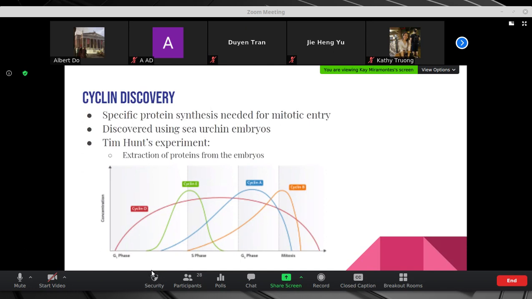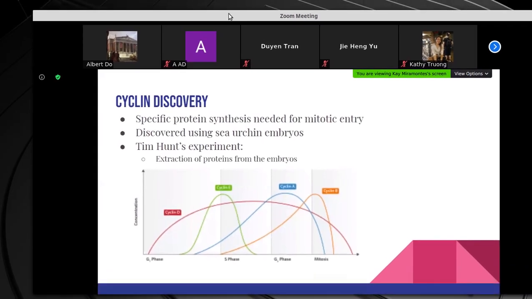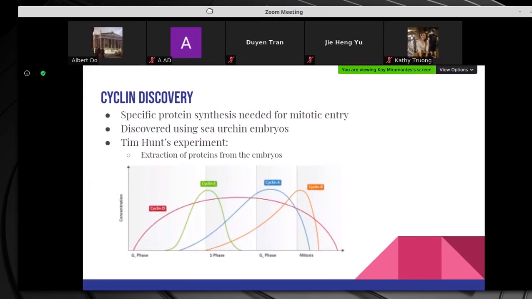Sorry. So during the experiment, 35S methionine was from these fertilized eggs.